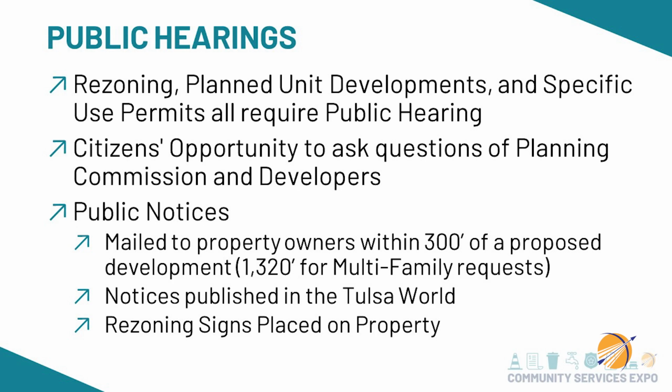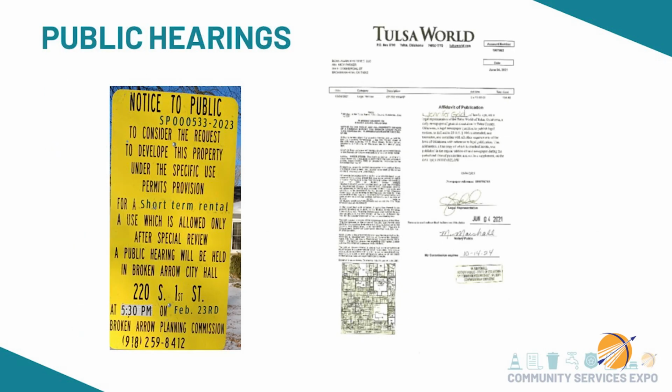One is a notice that's posted in the Tulsa World. There's notices that are mailed to all property owners within 300 feet of the subject property, unless it happens to be multifamily, and then it's a quarter-mile radius. And then you've probably seen yellow signs posted on the property. I've got those on the next slide here.